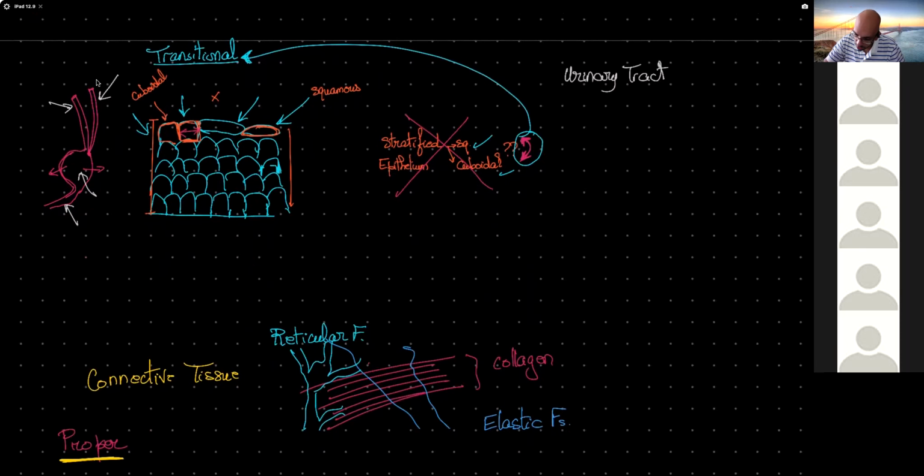One of the things that people get confused on here is the transitional epithelium. So people will think, yeah, I allow stretch. And if I allow stretch, what is the possible location? So they think uterus.